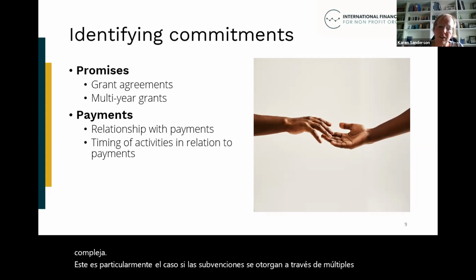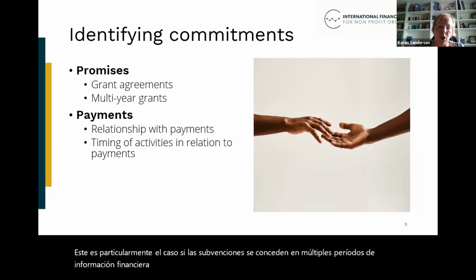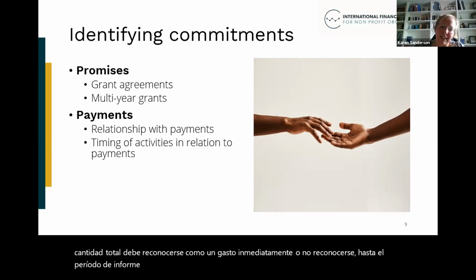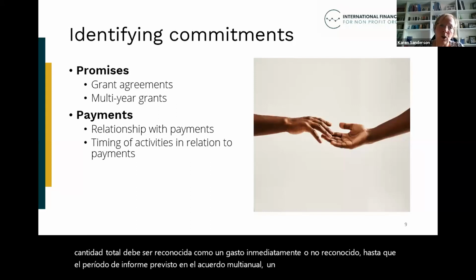In this situation, the grantor will need to consider whether the whole amount should be recognised as an expense immediately or not recognised until the reporting period intended in the multi-year arrangement. A judgment will be needed if the arrangements between the parties are not clearly set out.